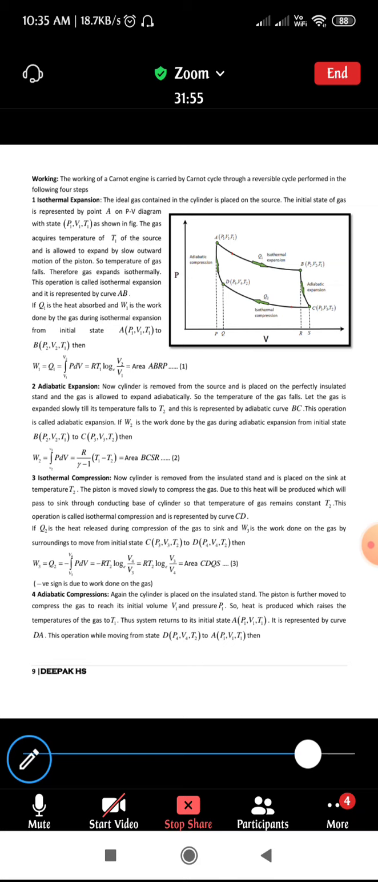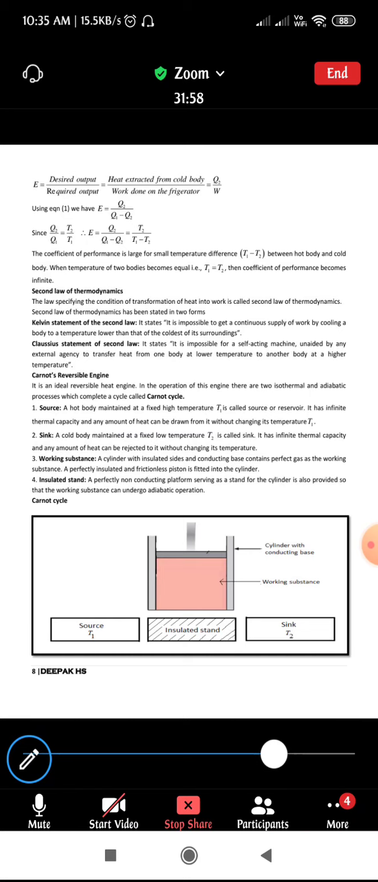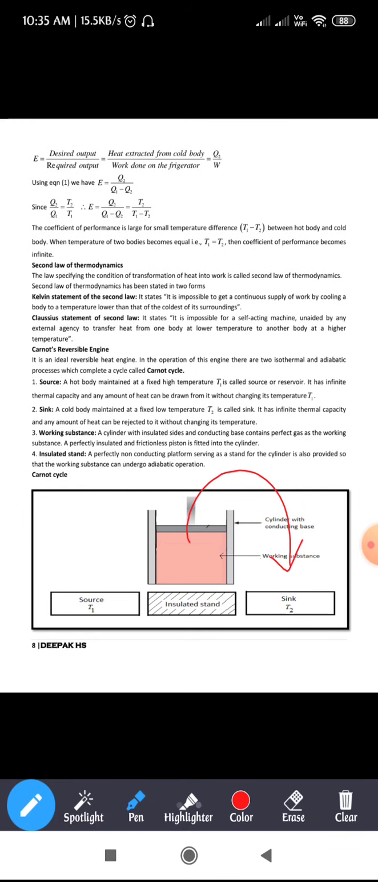See here, as you know, we are placing the cylinder on the sink. Now what happens? We are compressing the gas. The gas is allowed to compress, which means the piston is moving in the downward direction. So what happens when the gas is compressed? The temperature of the gas increases, right? But here the temperature of the gas doesn't increase. It remains the same. I'll tell you how the temperature remains the same.